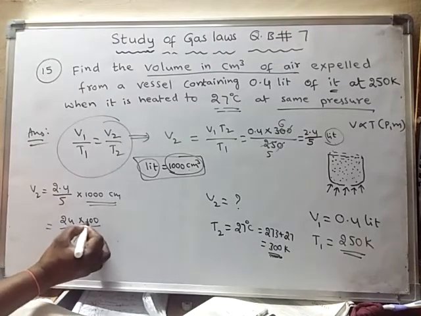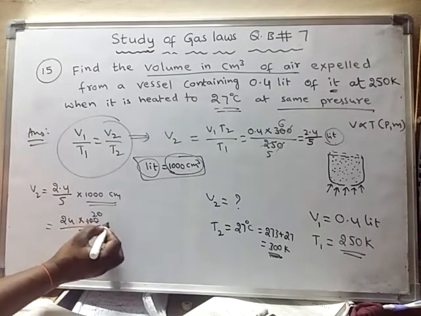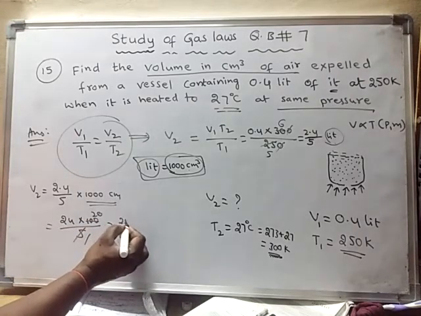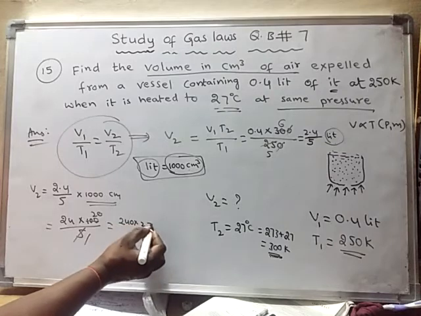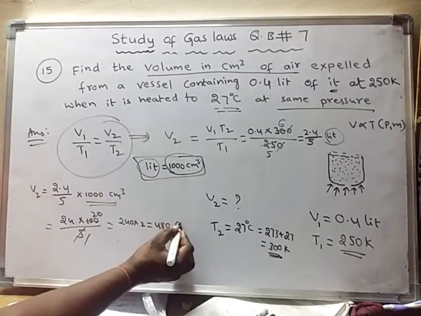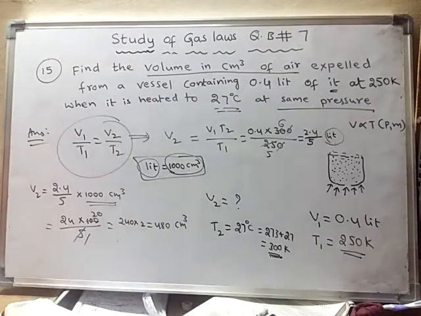So 5 ones are 5, 5 twenties are 100, so it will be equal to 240 into 2. 240 into 2 will be equal to 480 centimeter cube. So the final volume will be equal to 480 centimeter cube.